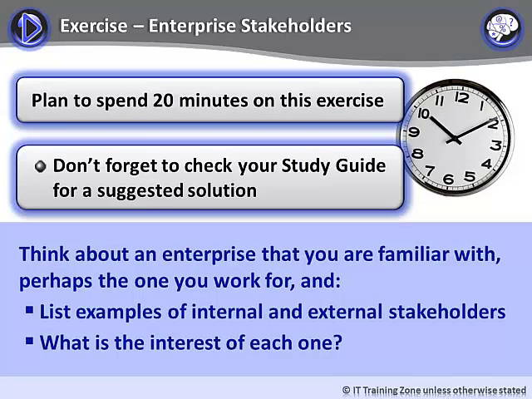So, here's the exercise. Every enterprise has many stakeholders, some internal, some external. Think about an enterprise that you are familiar with, perhaps the one you work for, and list examples of internal and external stakeholders. What is the interest of each one? Plan to spend about 20 minutes on this exercise. You'll find some of our suggestions in your study guide. Why don't you check it out after you've completed the exercise?